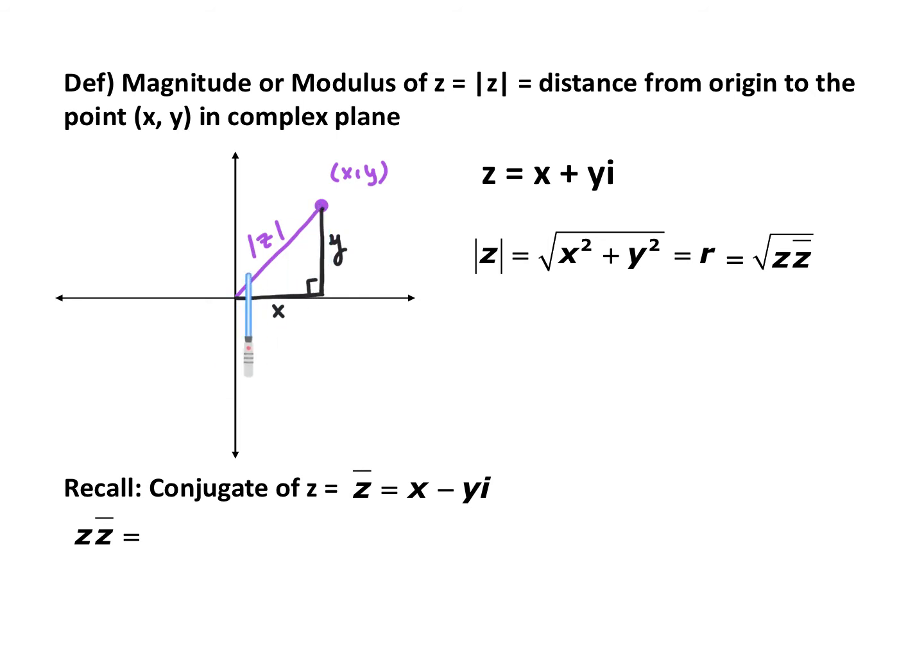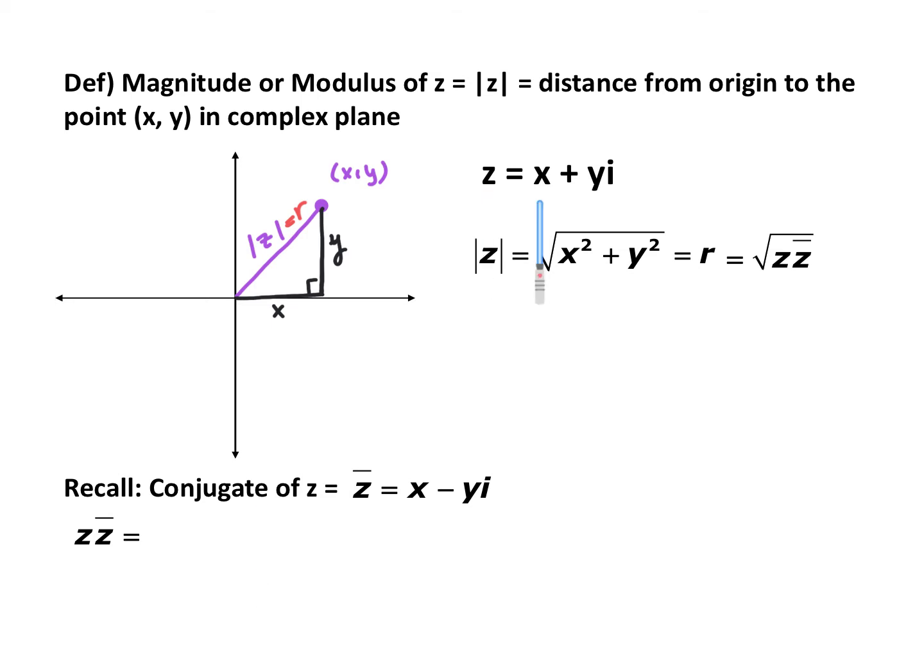We can find that distance using the distance formula or Pythagorean theorem, because you go out a horizontal distance of x and up a vertical distance of y, so you end up with the square root of x squared plus y squared, which is equal to r in our polar equations. So this modulus or magnitude of z is the same thing as our radius in polar. It's also equal to the square root of z times z bar, where z bar is the conjugate of z.